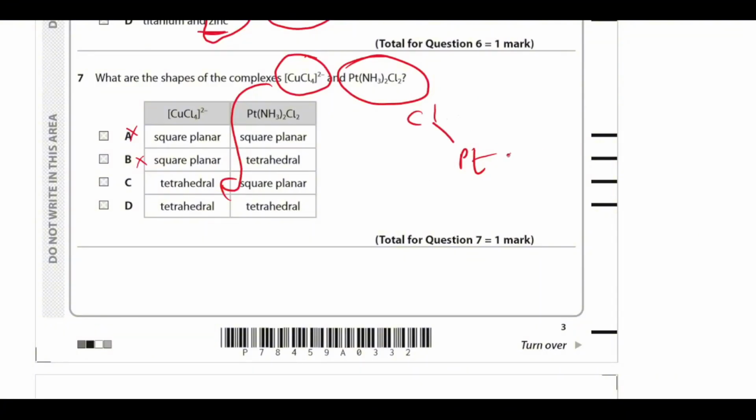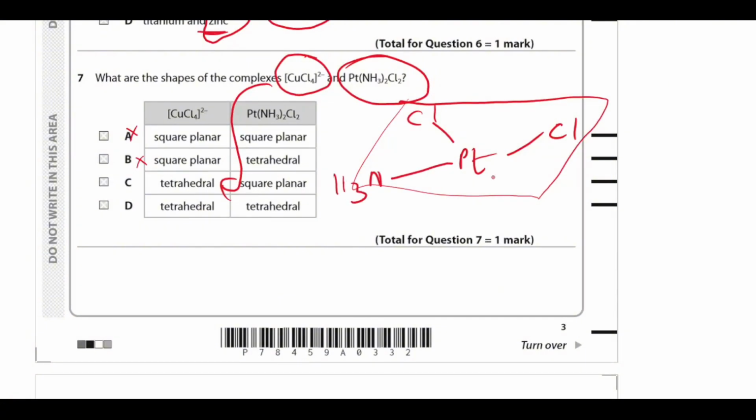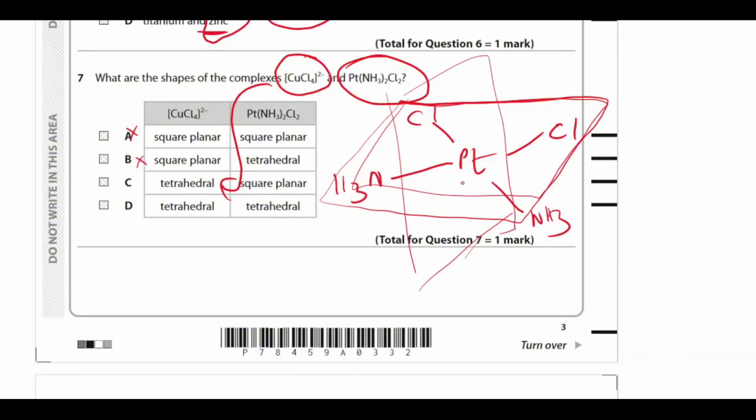We'll have the chlorine present here, while the nitrogen will be present somewhere here. So they are going to be present in a square planar arrangement. Either it might be vertical or it might be horizontal. It doesn't matter basically, but in a square planar, of course, the ligands tend to arrange themselves in a square, something like this. So C would be the correct option.